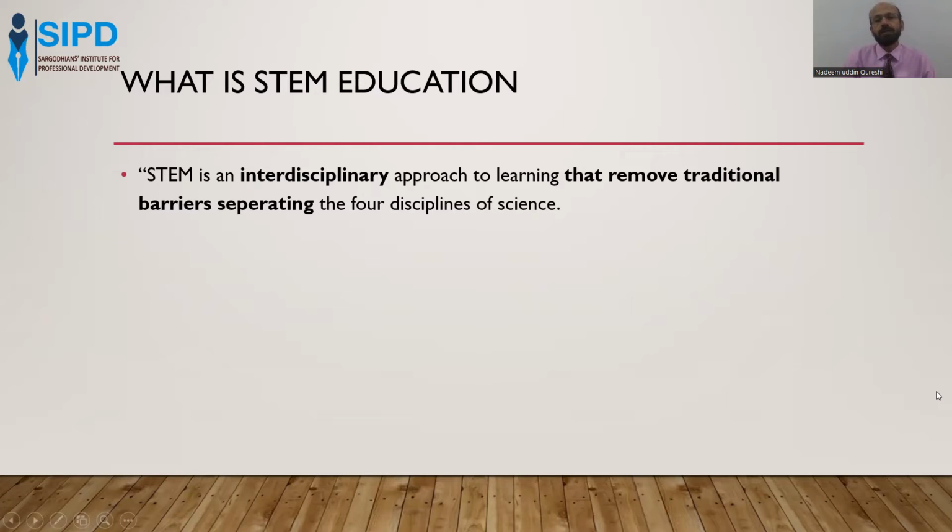So when we talk about STEAM, STEAM is an interdisciplinary approach to learning that removes traditional barriers separating the four disciplines of science. As I have discussed, in schools quite often we tend to remain in our subjects and worry about our own subjects, not having any coordination with our colleagues, since we are teaching in discrete boxes without any coordination, without any linkages. So, in order to develop our understanding about STEAM education, which stands for science, technology, engineering, and of course, arts and math, which is STEAM. So, what can we do?